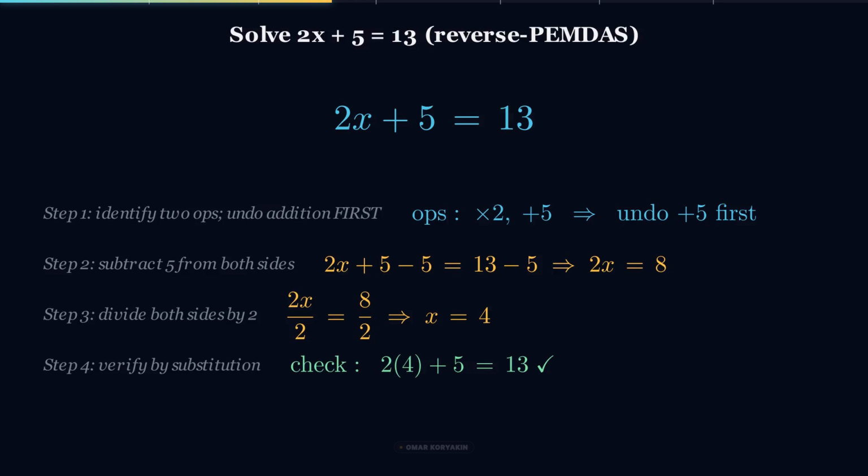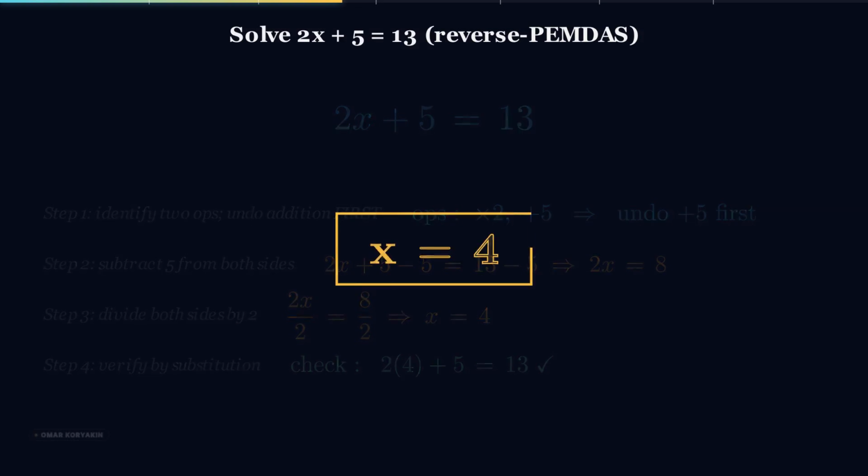Step 4. Verify by substitution. Plug x equals 4 into the original equation. 2 times 4 plus 5 equals 8 plus 5 equals 13. The original equation balances, so the solution is verified. So the solution is x equals 4.